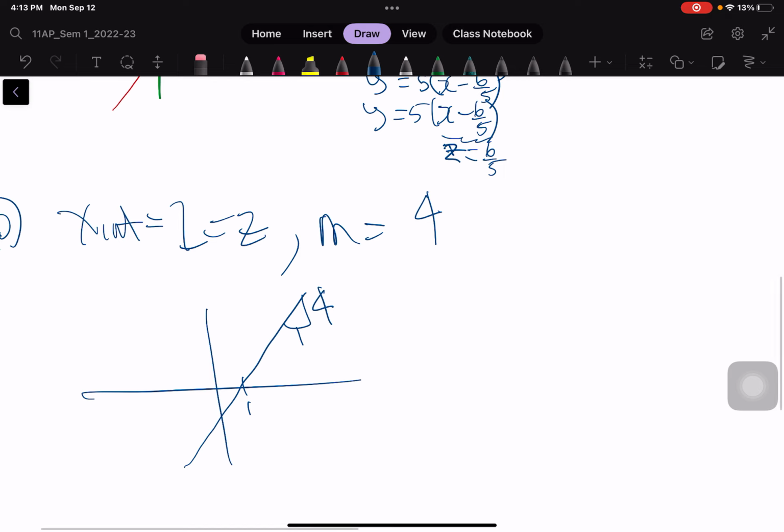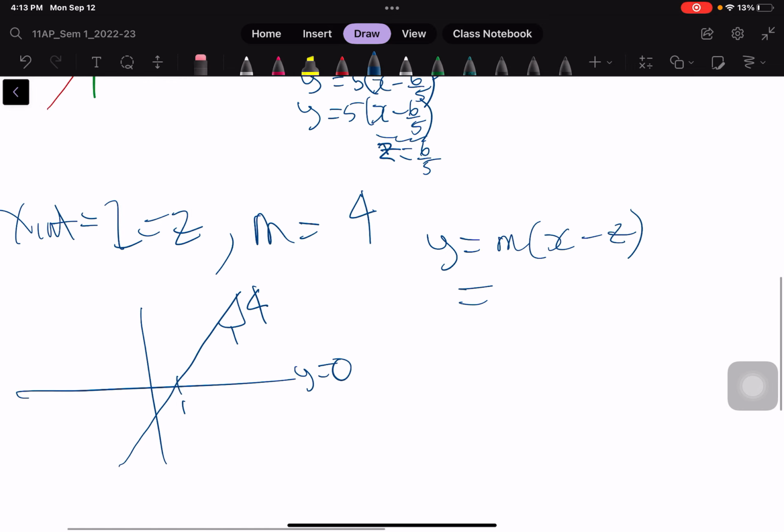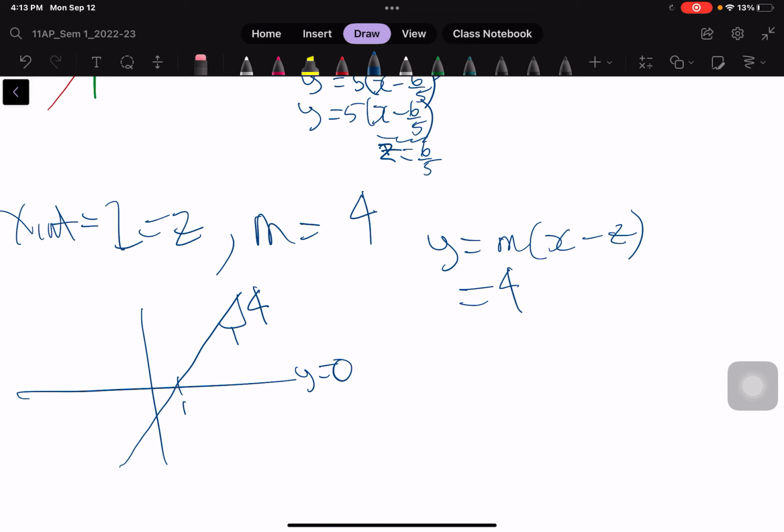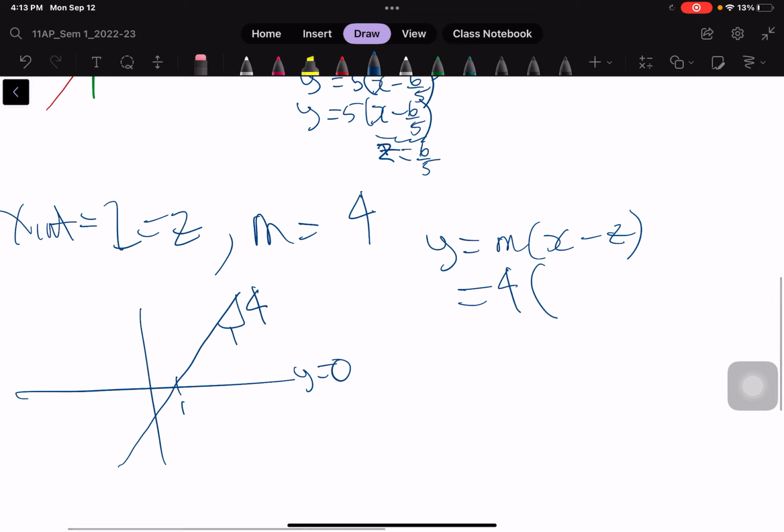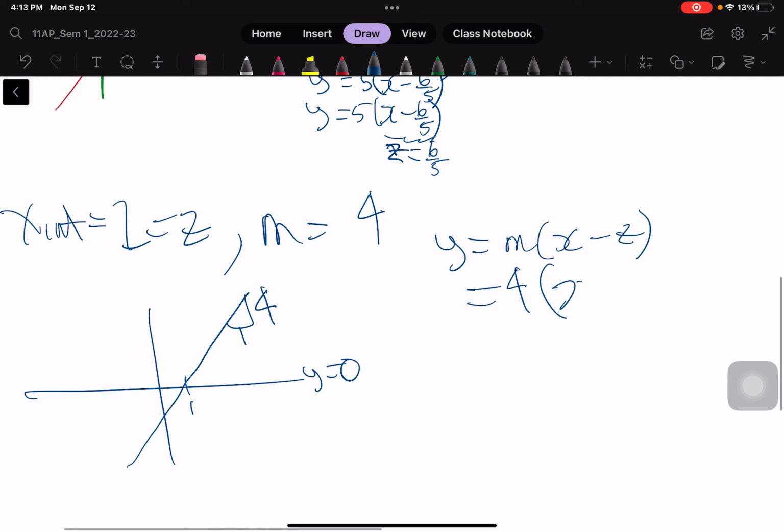Well, this is y equals 0. So what x value causes the y value to be 0? So remember that we have y equals m bracket x minus z. This is the x-intercept form of the line, right? Well, the slope is 4. That's m. And then I have x minus the x-intercept. Well, what's the x-intercept? 1. x minus 1. Okay, so y equals 4 bracket x minus 1.